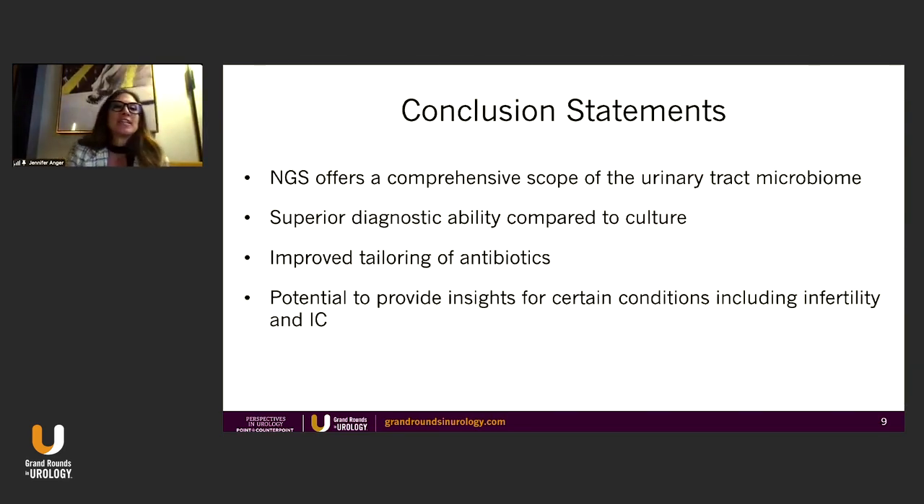In conclusion, next generation sequencing offers a comprehensive scope of the urinary tract microbiome. It is, I think, the up and coming, and is going to revolutionize, and already has revolutionized, our treatment of urinary tract infections. And we hope that it will also help us manage better and learn more about other conditions like stone disease, infertility, and IC.